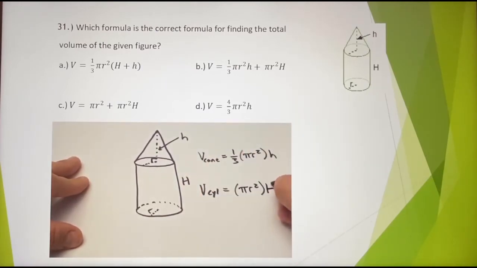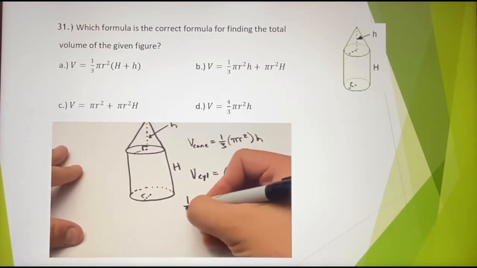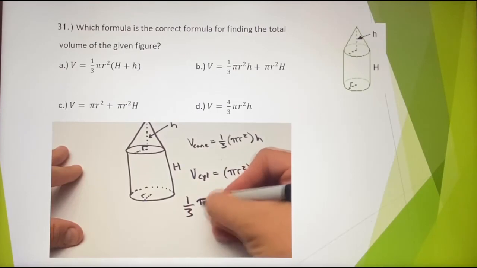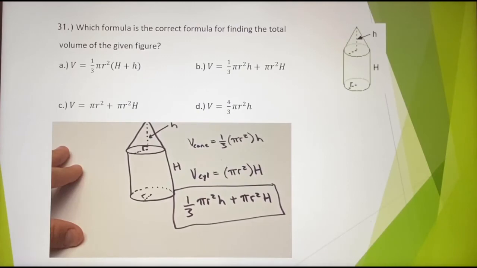Well, the height here is a capital H, and that's where they want to trip us up, because capital is not the same as lowercase, therefore they are not like terms. So if we add those together, 1/3 pi r squared little h plus pi r squared capital H. This is the volume of the combined solid.